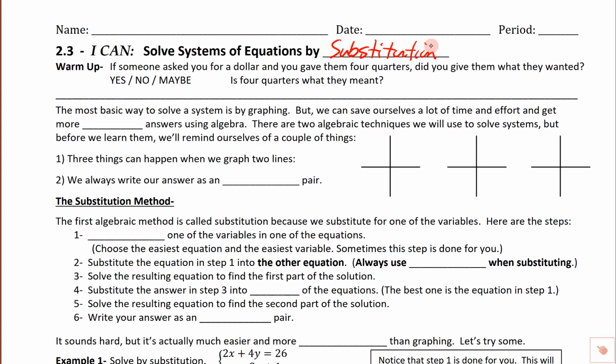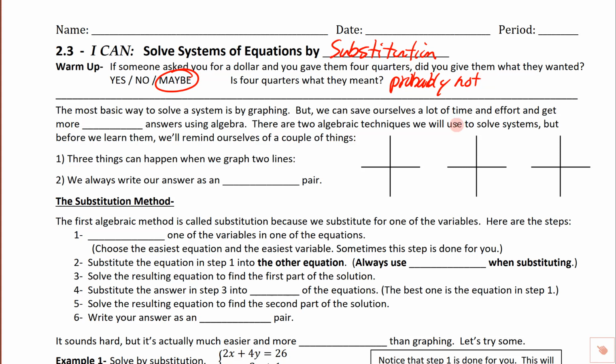Now, as a warm-up for this, and this might seem unrelated, but if somebody asked you for $1 and you gave them 4/4, did you give them what they wanted? Well, technically, yes. Maybe might be a good answer. So I'm going to put maybe. Is 4/4 what they meant? For that, I'm going to put probably not. They probably wanted a dollar bill. Now, 4/4 is equal to $1. It just looks a little bit different, okay? So keep that in mind as we go through and talk about substitution today.